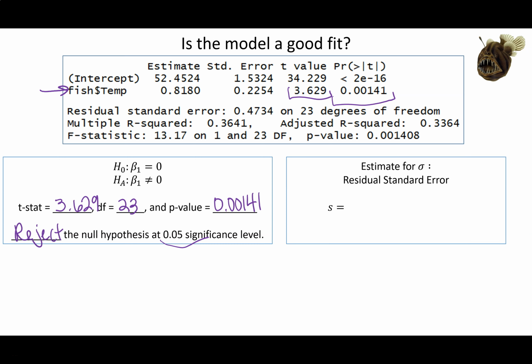My estimate for sigma: if I want to know how much the response variable latitude varies on average for the population, I can estimate it with the variability I see in my sample. That's going to be right here, my residual standard error, 0.4734.